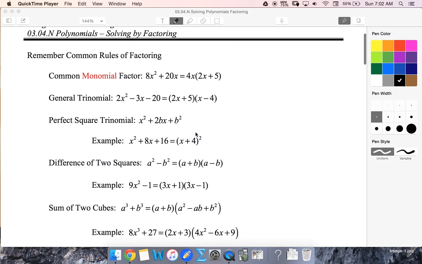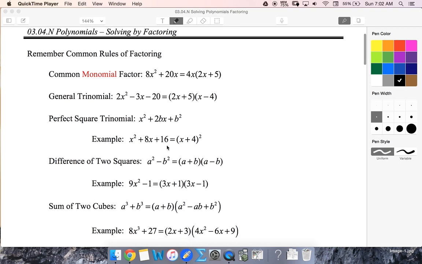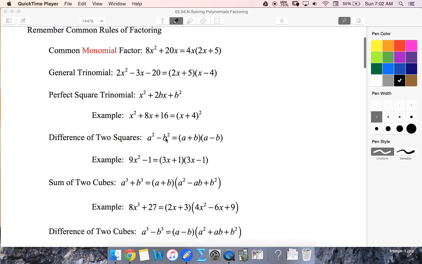If your trinomial is a perfect square, then you can start to look at this pattern. I don't think this is worth memorizing though. If you know how to factor this, then just use the same technique for all trinomials. But difference of squares hopefully is a pattern that you've seen, that if you've got a perfect square minus a perfect square, it factors into a plus b, a minus b.